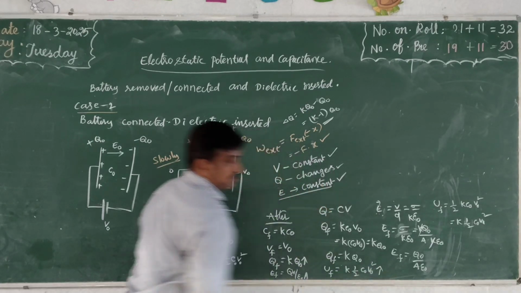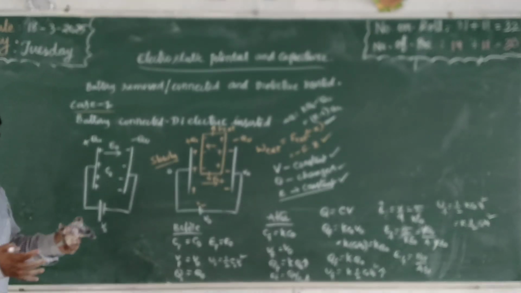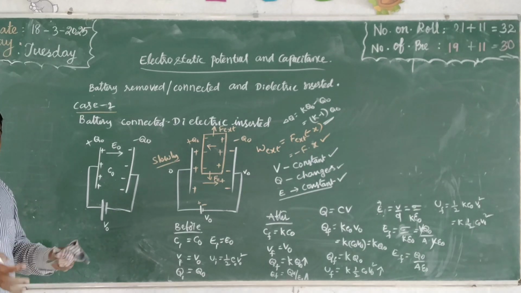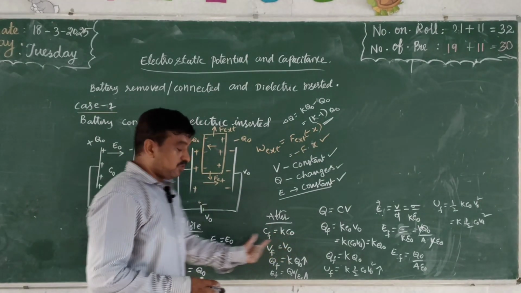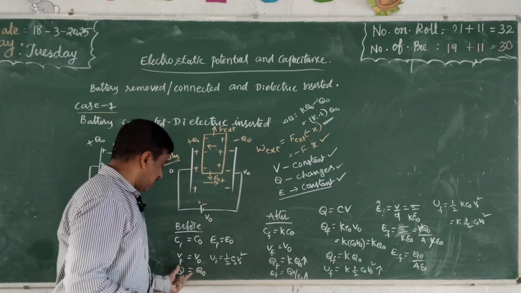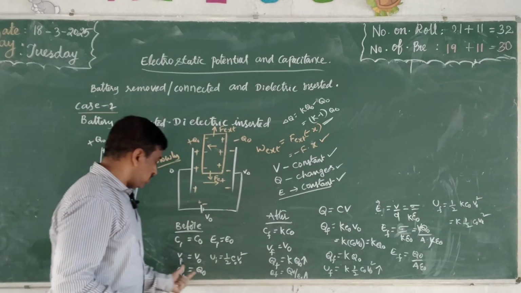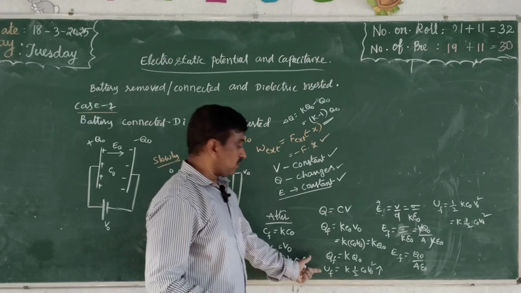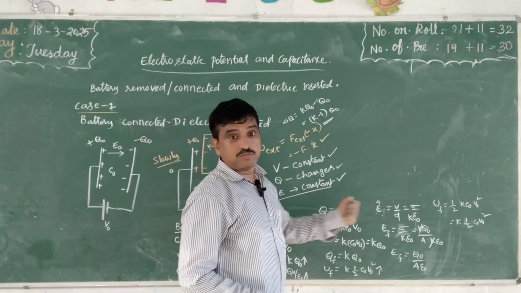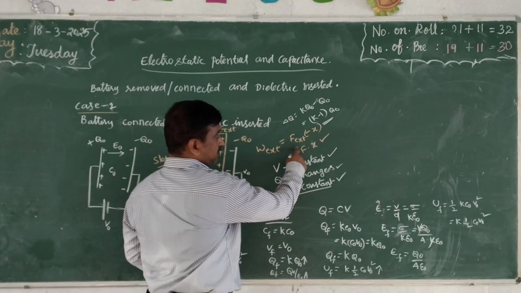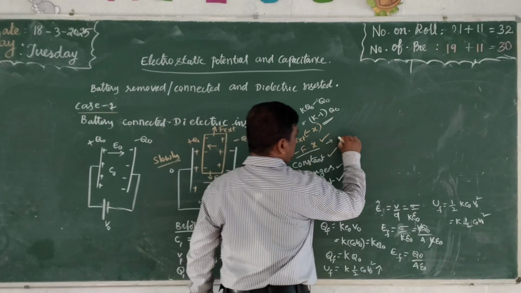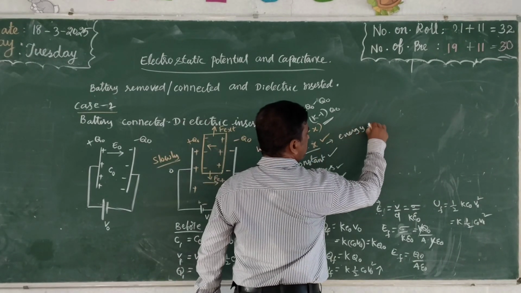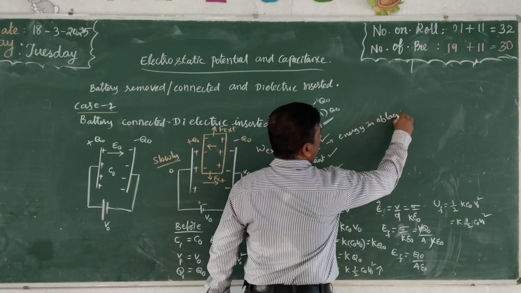It also increases. So when the battery is connected and the dielectric is inserted, capacitance increases k times, potential stays constant, electric field stays constant, charge increases k times, but the potential energy also increases k times. Here, see the work done by the external force, we get a minus, which means energy is obtained.